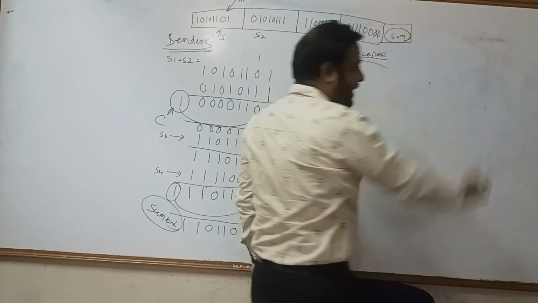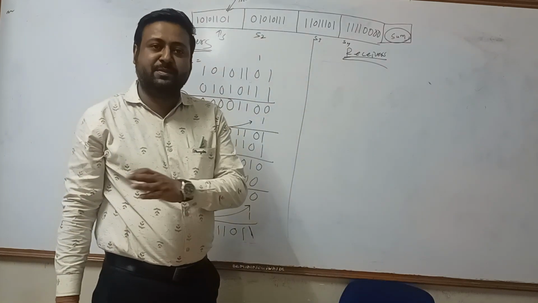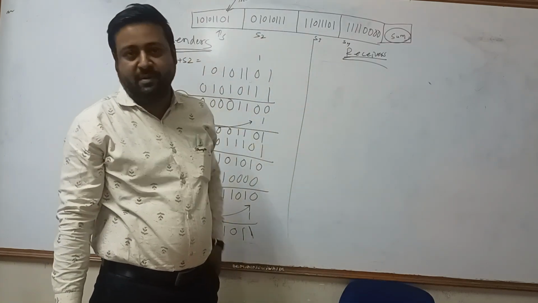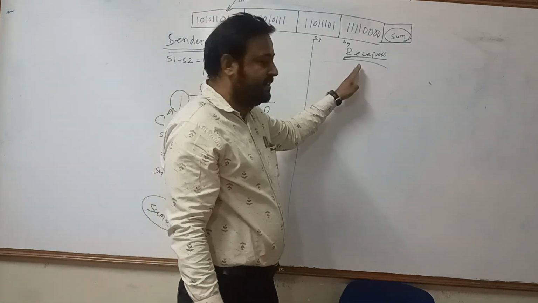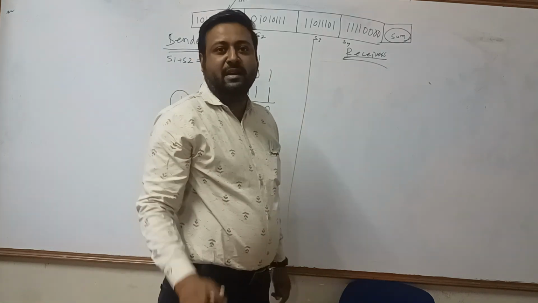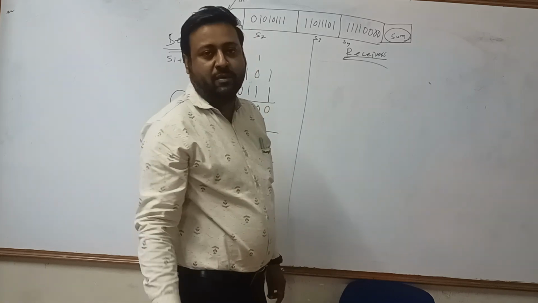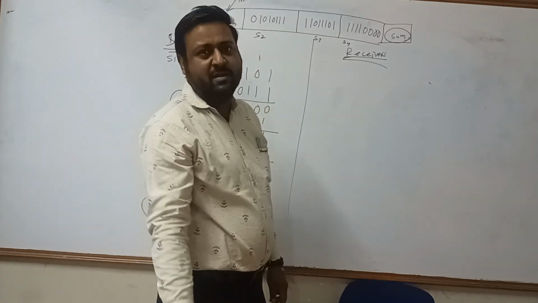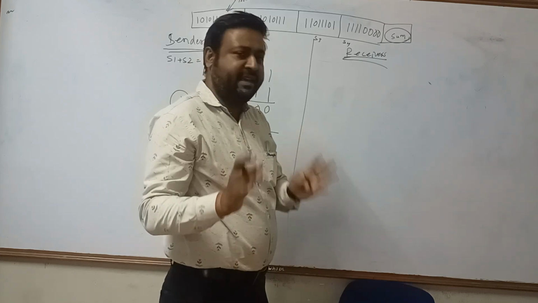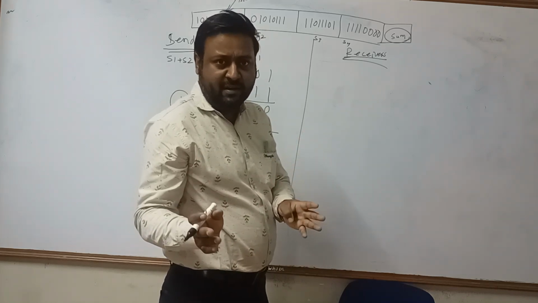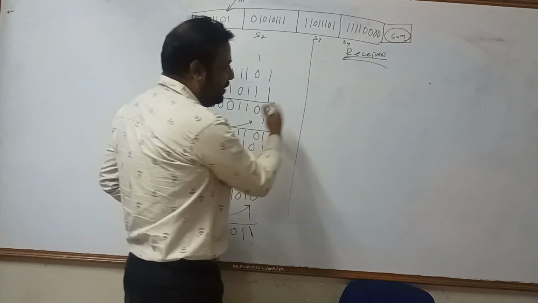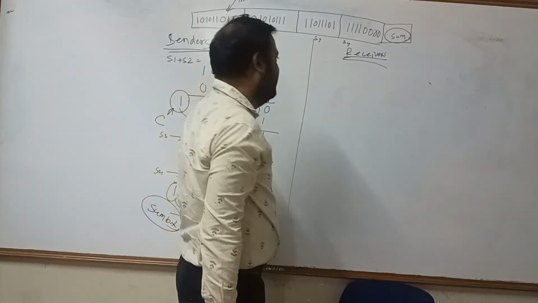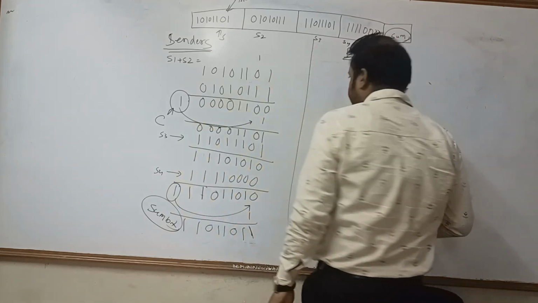After adding the sum bit, the new data will be transmitted from sender to receiver. Now the data is transmitted. Now the data has reached the receiver's end. Now the receiver will check whether there is any error or not. For detecting that error, whatever operation was done at the sender, the same operation is also to be performed here. So again I am describing this.